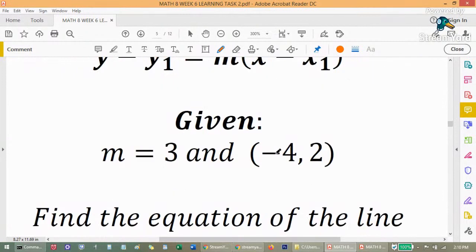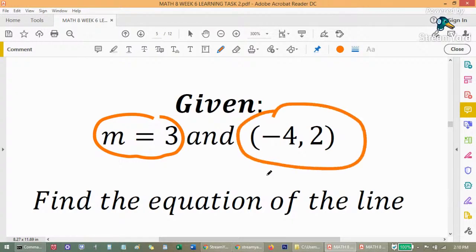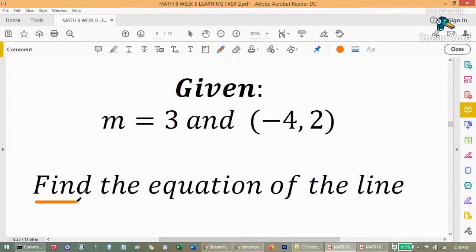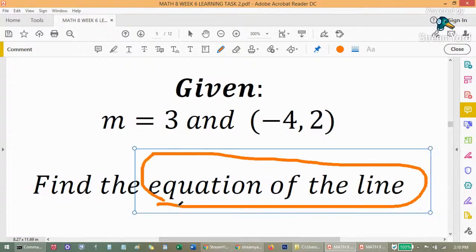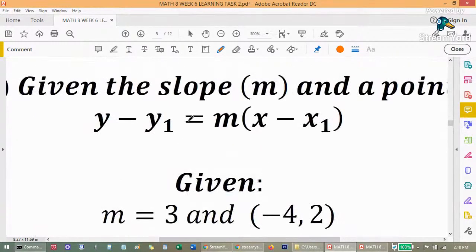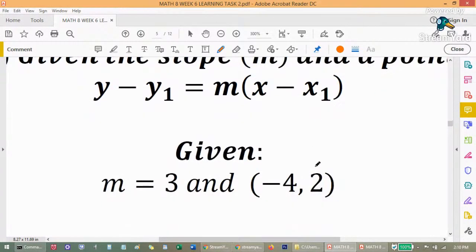Example, binigyan tayo ng isang slope, symbol ng slope is M, ang value ng M is 3, at isang point, -4 and 2. So, pinapahanap sa atin, find the equation of the line. Solution, since merong y1 and x1 dito, ibig sabihin, ito yung x1, y1 natin.